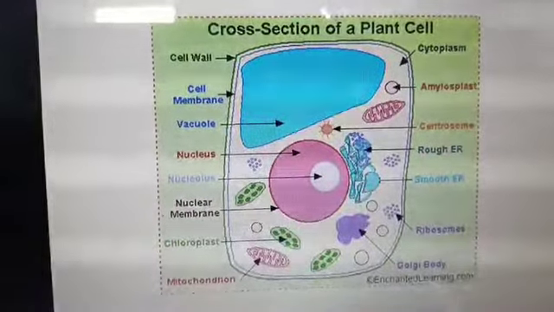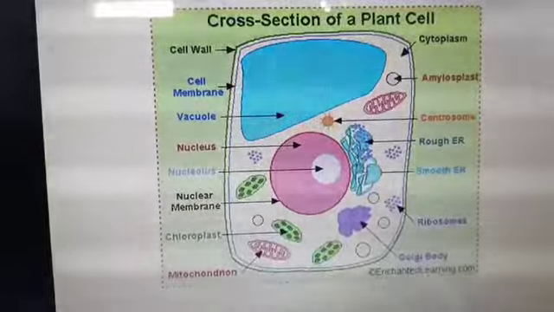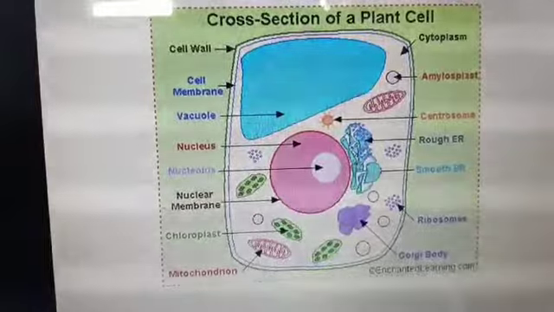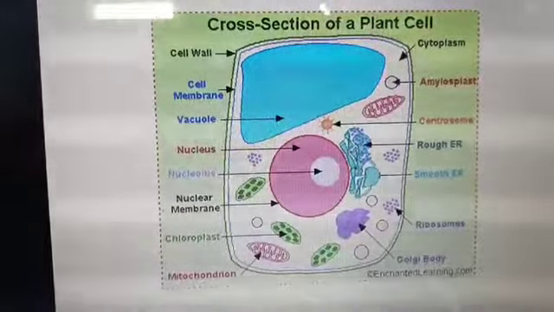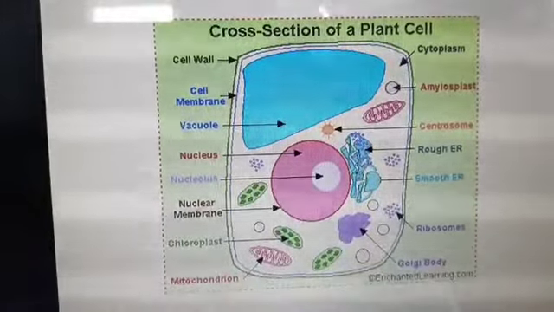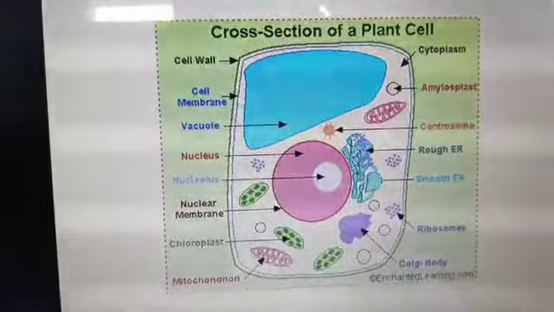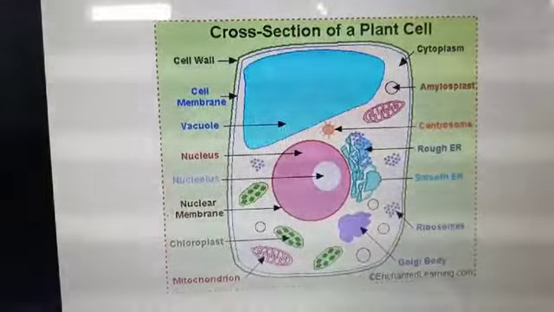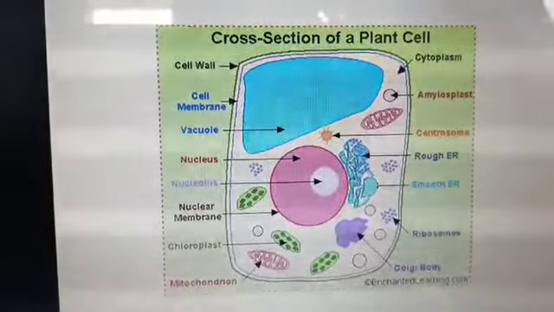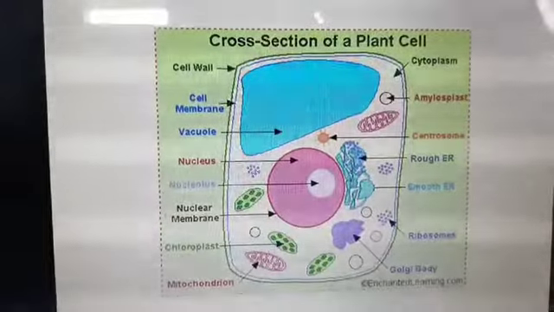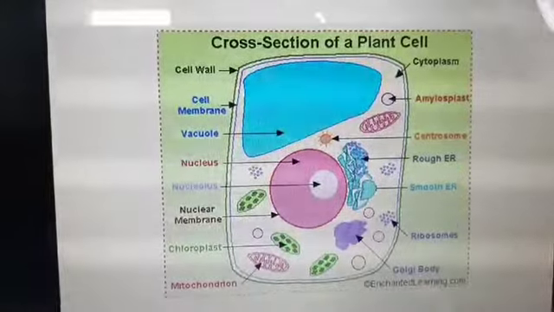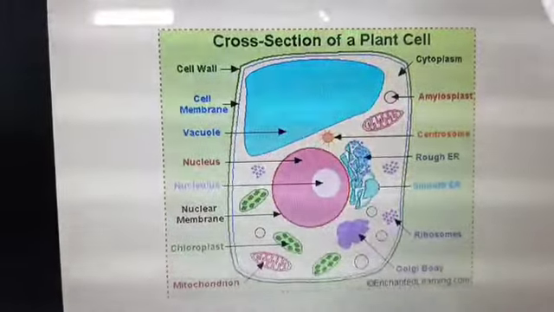Next, you see there are two types of endoplasmic reticulum present: the rough endoplasmic reticulum and the smooth endoplasmic reticulum, and these are the sites of the synthesis of proteins. And then you know that the plant cell contains a large vacuole. The function of the large vacuole is to store the cell waste. And then there is a nucleus, present towards the edge of the cell, and this nucleus controls all the activity of the cell. That's why it is known as the brain of the cell.